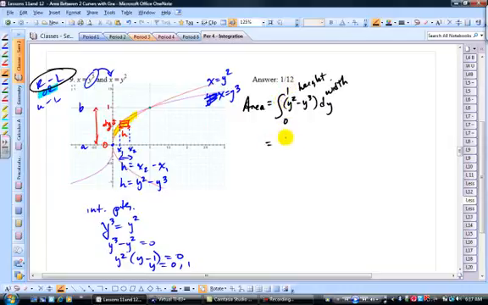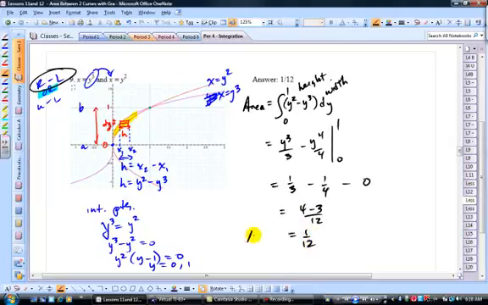Okay, so I integrate here. I get y cubed divided by 3 minus y to the 4th divided by 4, from 0 to 1. I get 1/3 minus 1/4 minus a whopping 0. And that's going to be 4 minus 3 divided by 12, which is 1/12. So my area is equal to 1/12 square units.